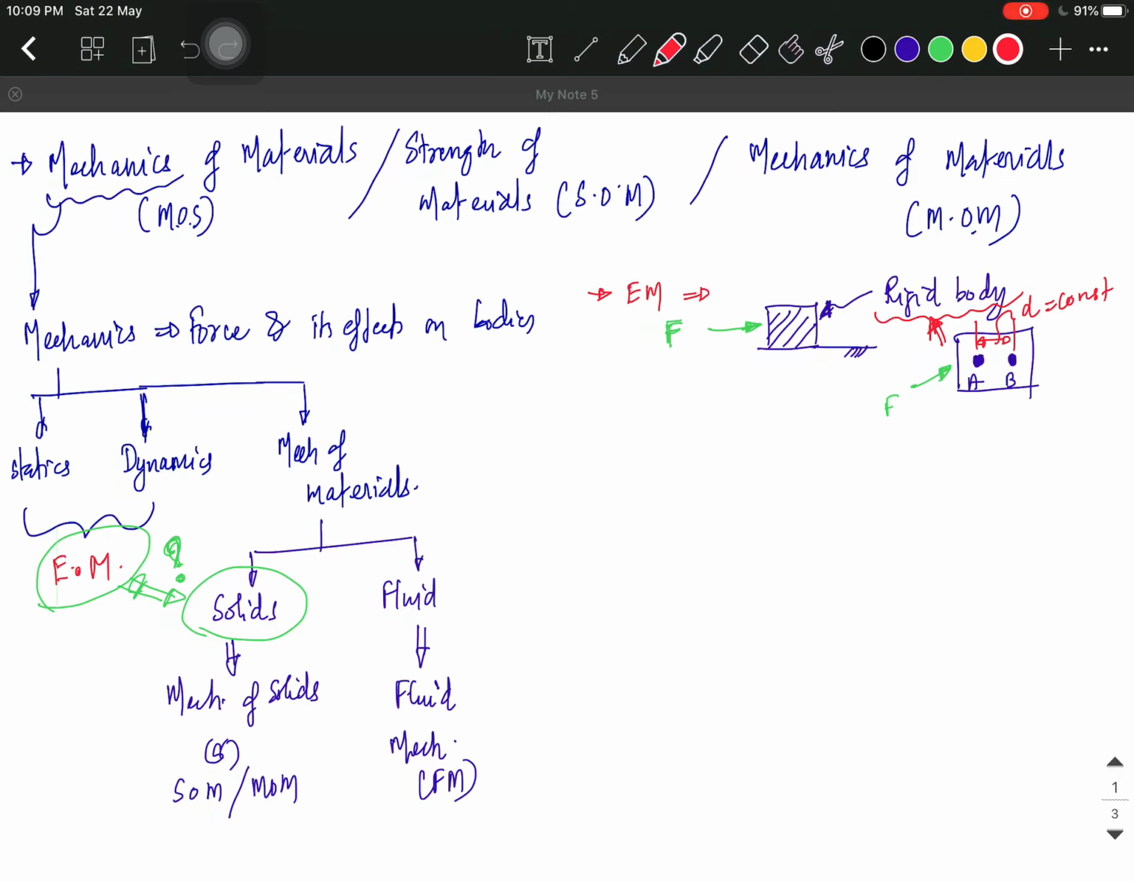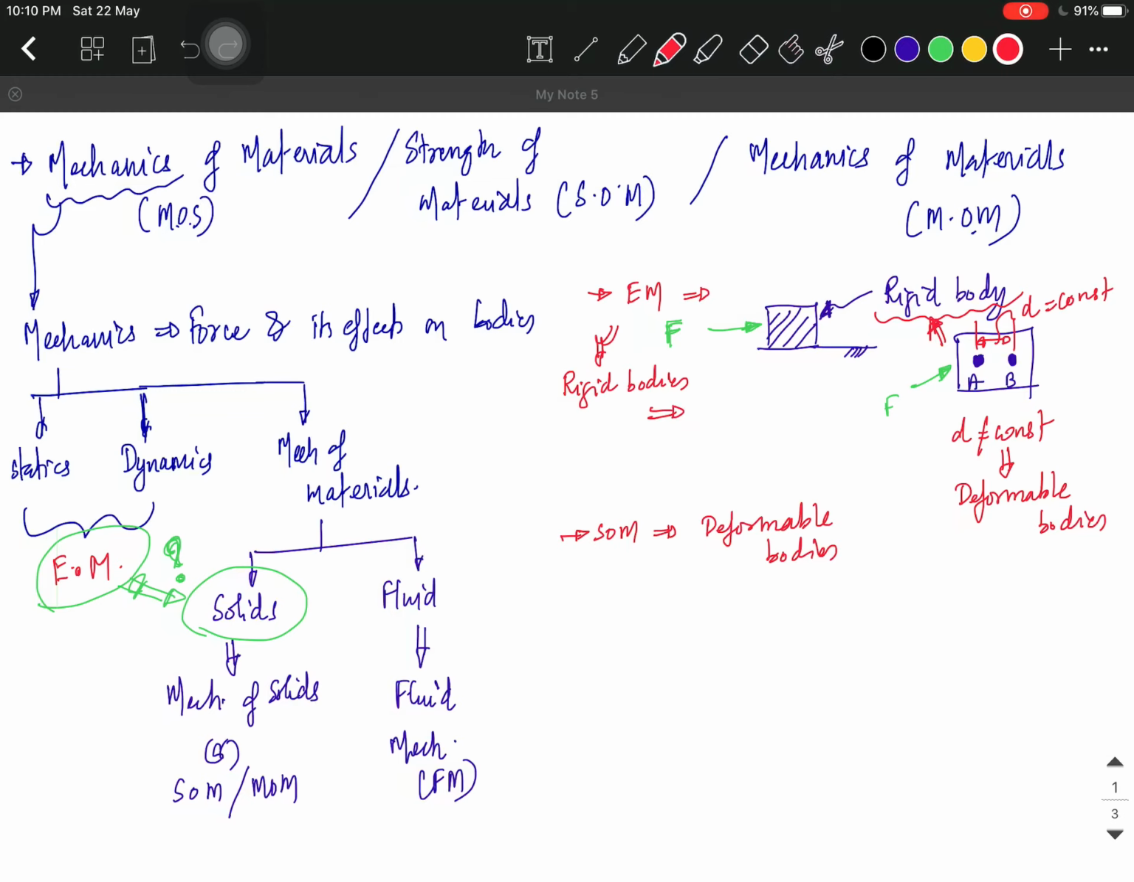And if you have a body in which this distance d between the same two points is not constant upon the application of force, those types of bodies are called deformable bodies. That is the fundamental difference between engineering mechanics and strength of materials. In strength of materials, we are dealing with deformable bodies, but in engineering mechanics, we are dealing with rigid bodies.